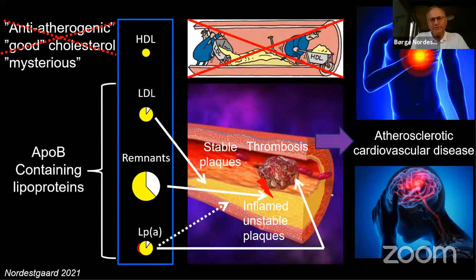Here's how I look upon the various lipoprotein classes, the major ones, HDL being the smallest ones, mainly carrying cholesterol, LDL being a bit larger, mainly carrying cholesterol, shown here in yellow. And then we have the remnants or VLDL or triglyceride rich lipoproteins. So they have a lot of triglycerides, but also a lot of cholesterol. And then finally, lipoprotein little a. All these three collectively are called ApoB containing lipoproteins.